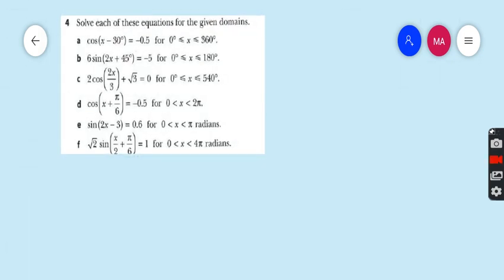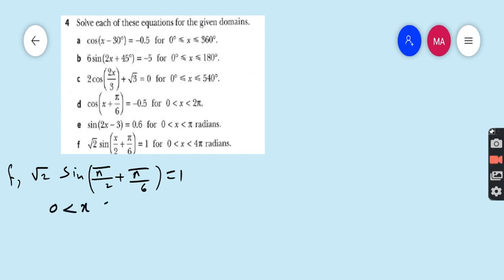Part F is root 2 sine(pi by 2 plus pi by 6) equals 1. The domain of sine x is given from 0 to 4 pi.